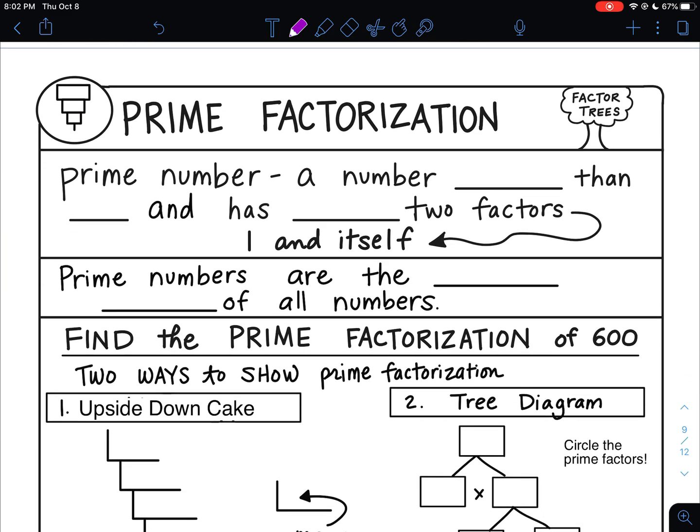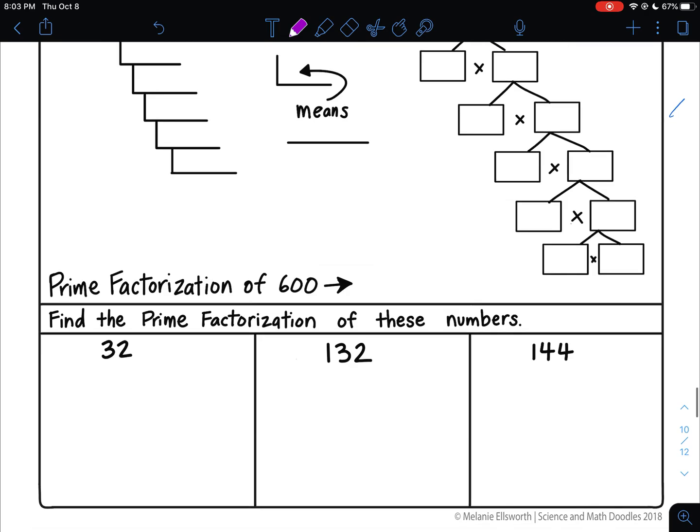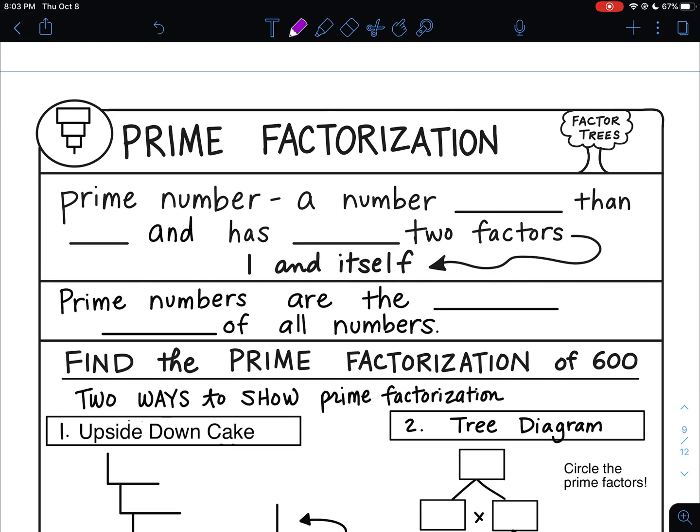So in your packet that I either gave you or hopefully someone picked up at the office, this is page 2 in your packet. You did the front and back of page 1 2 days ago, and now this should be page 2. So I want you to find this in your packet, second page. If you did not pick up the packet or have someone pick it up for you, you're going to have to do these notes in your notebook.